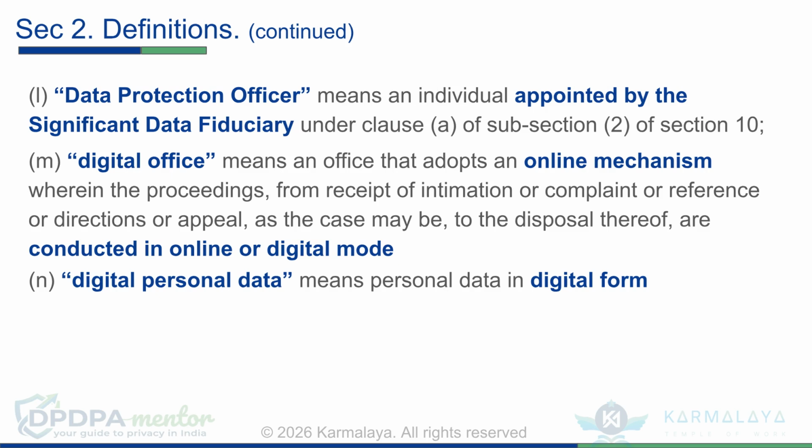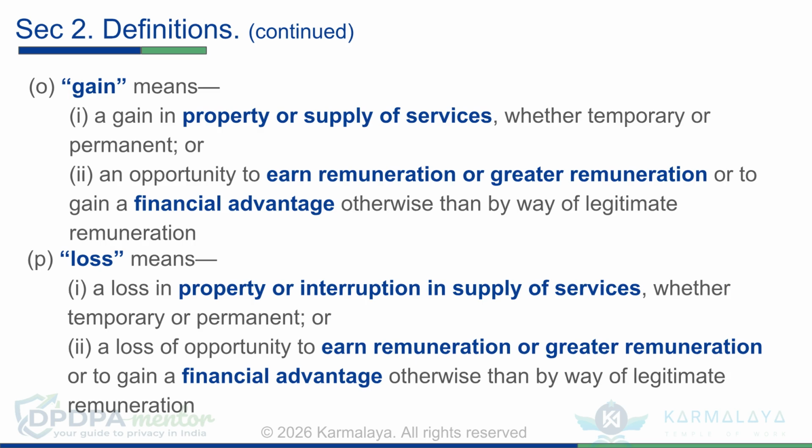A digital office adopts an online mechanism for conducting proceedings, as given in subsection M. Digital personal data means personal data in digital form, per subsection N. The Act defines gain in subsection O as an increase in property or supply of services, or an opportunity to earn remuneration or a financial advantage. Loss is defined similarly in subsection P, meaning a loss in property or interruption in service supply, or a loss of opportunity to earn remuneration or a financial disadvantage.